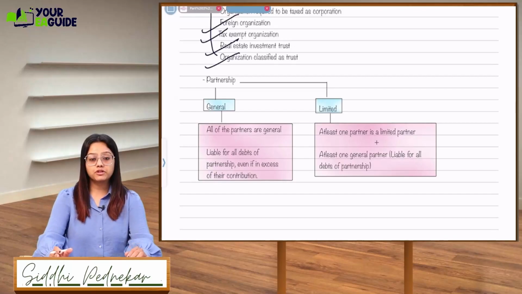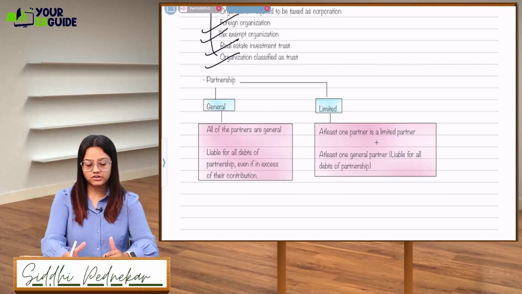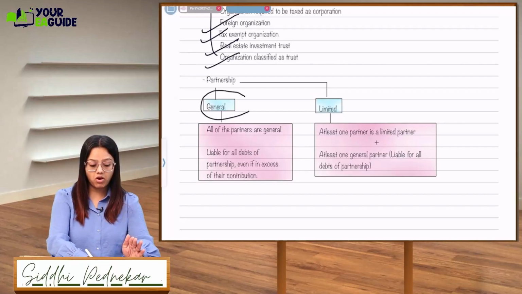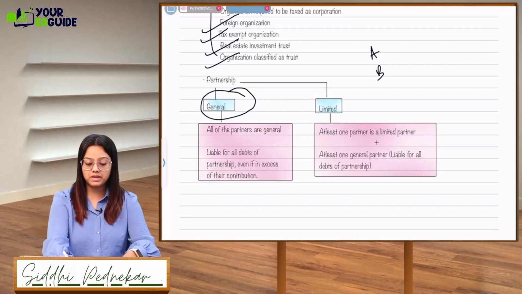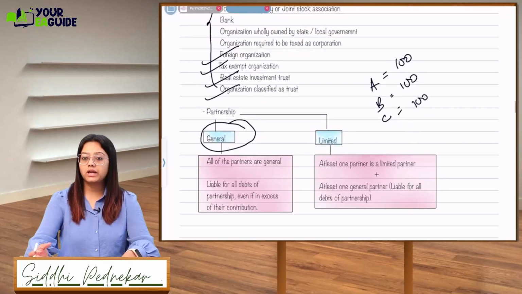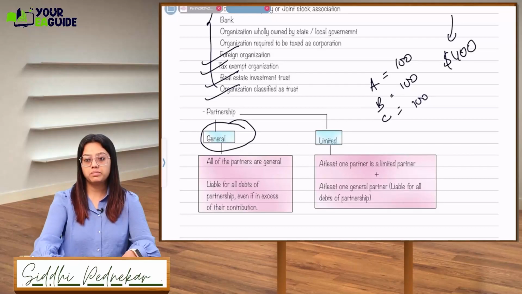Now what are the types of partnership? Partnership can be a general partnership or a limited partnership. General partnership is simple, all the partners are general partners. General partners means the liability is unlimited. Let's say partners A, B, C, there are three partners, and they have each contributed $100, right? To run the business, they need to take a loan from a financial institution. Let's say they have taken a loan of $400 to run the business.